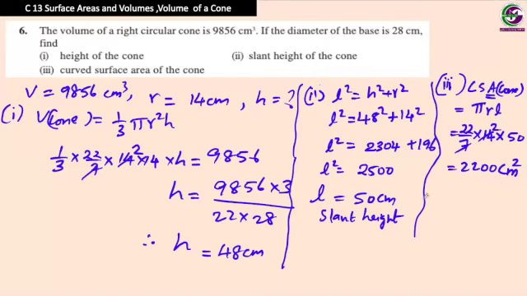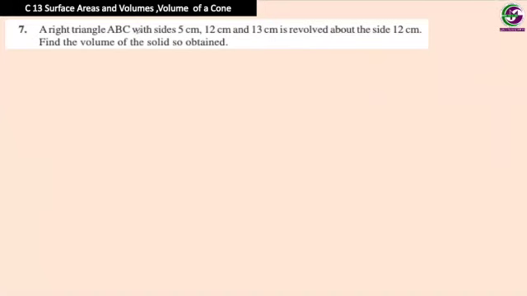Moving on to question 7. A right triangle ABC with sides 5, 12, and 13 is revolved about the side 12. So 12 will be the height. Around the height, it is revolved. So 12 is the height, 5 is the radius, 13 is the slant height or the hypotenuse. So when you revolve around in this way, we will get the shape of a cone. So the question is to find the volume of a cone.